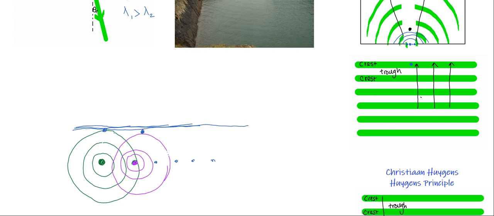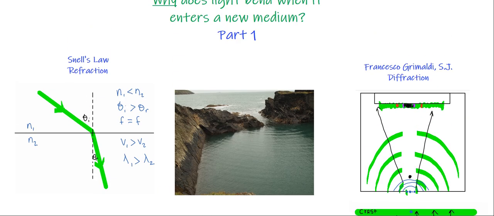In part 2 of this video, we're going to take a look at how we will tie it back to this idea of the refraction of light that is occurring, and we're going to tie diffraction and refraction together.